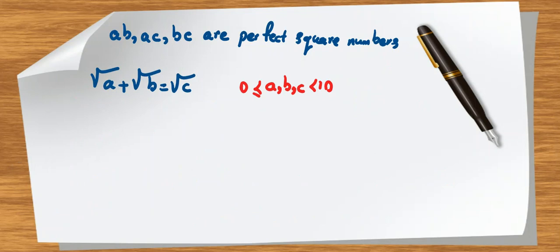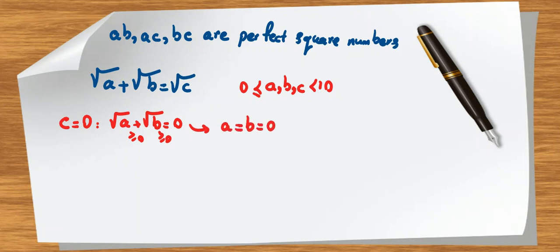Now, let's work on, for example, c. The minimum case for c is 0. If c is 0, then root a plus root b should be 0. So, because root a is at least 0 and root b is at least 0, we conclude a equals b equals 0. So our first answer is a equals b equals c equals 0. Okay? So here we found one answer.